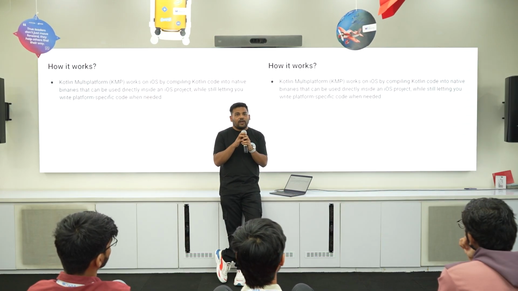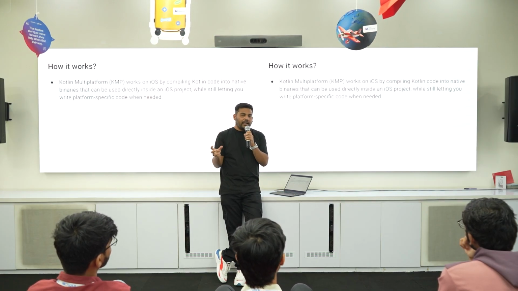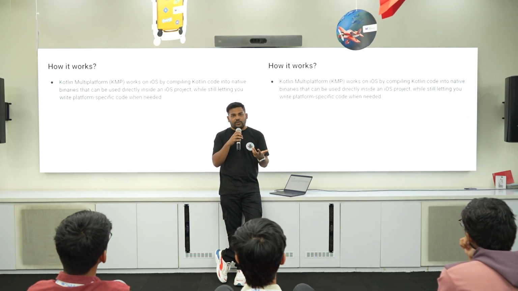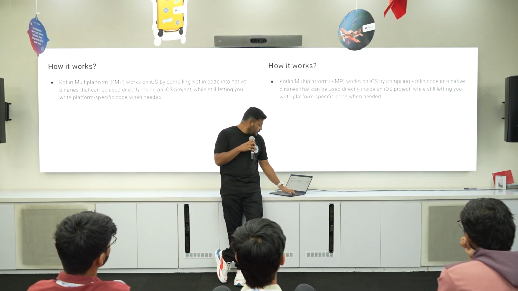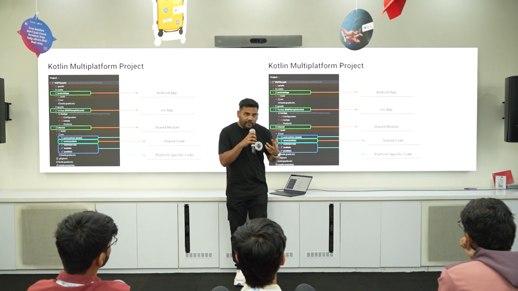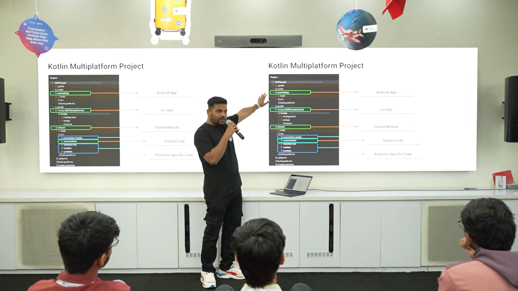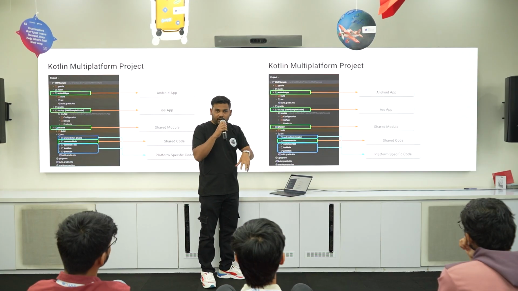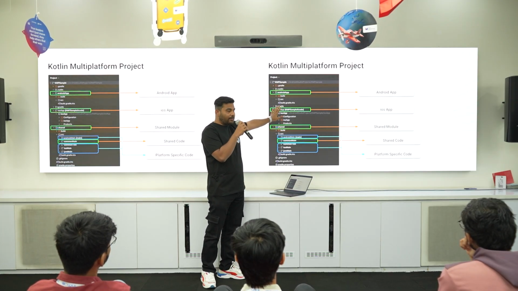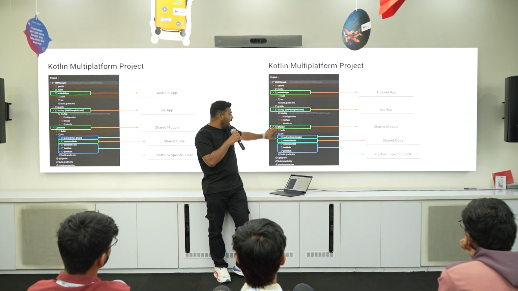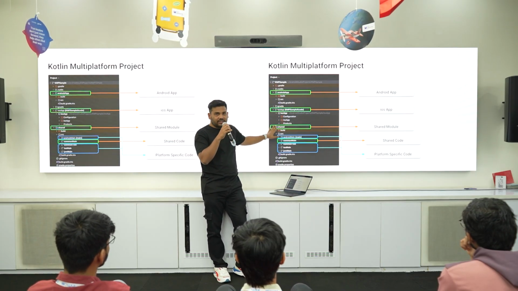So how it works, all your Kotlin code is compiled into an XCFramework that your iOS project can consume. So when you create a Kotlin multi-platform project, you get these modules, right? The first one is the Android app, where your Android app is there. Then you have the iOS app. This is an export project, right? You can also open it in Xcode. And then this is the main part. This is the shared module.